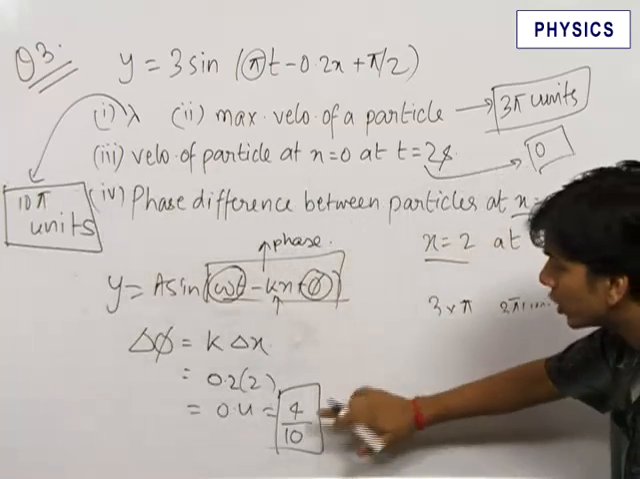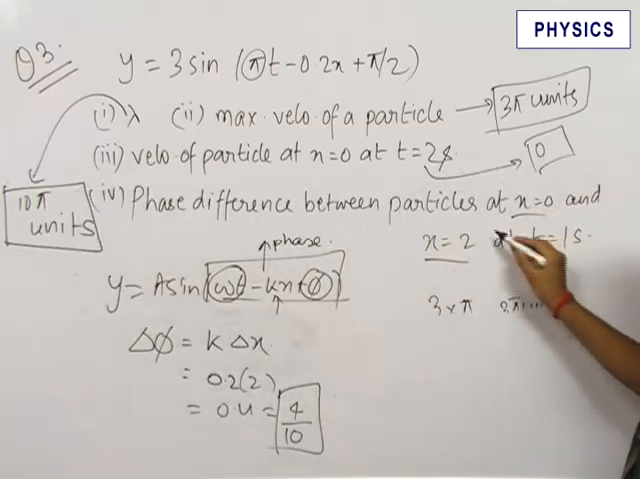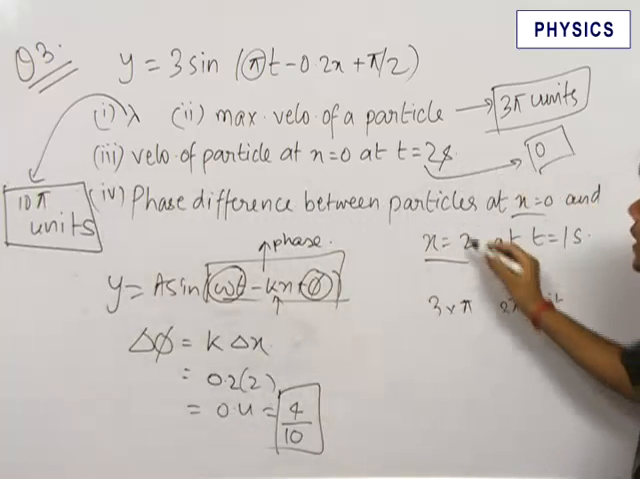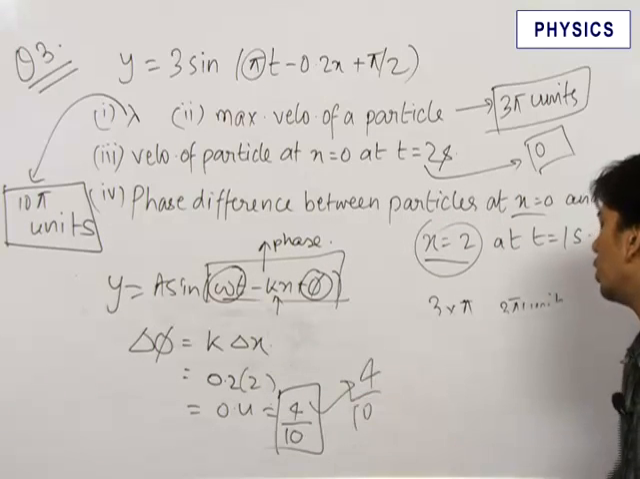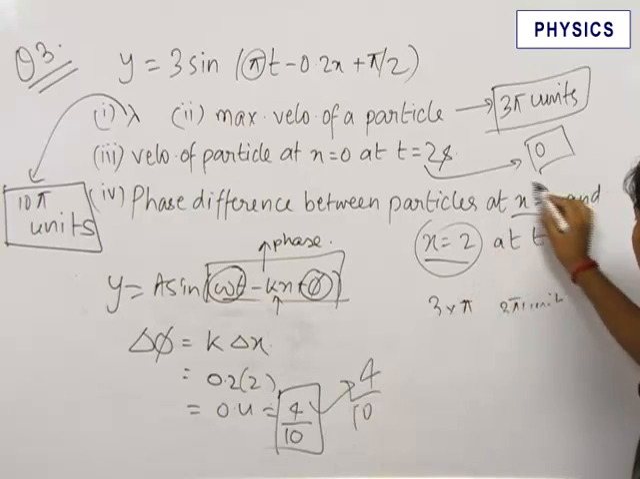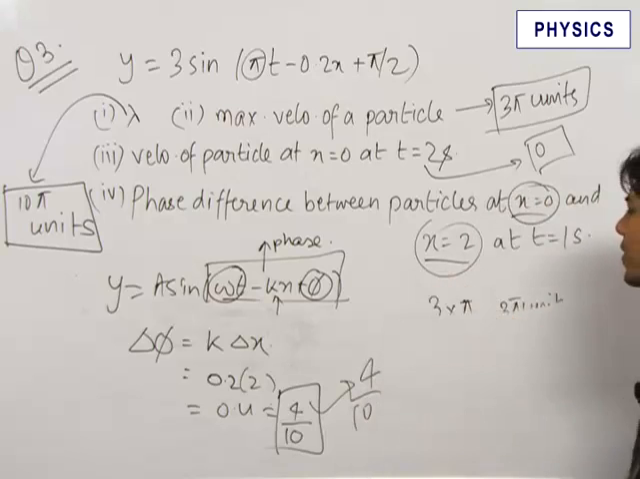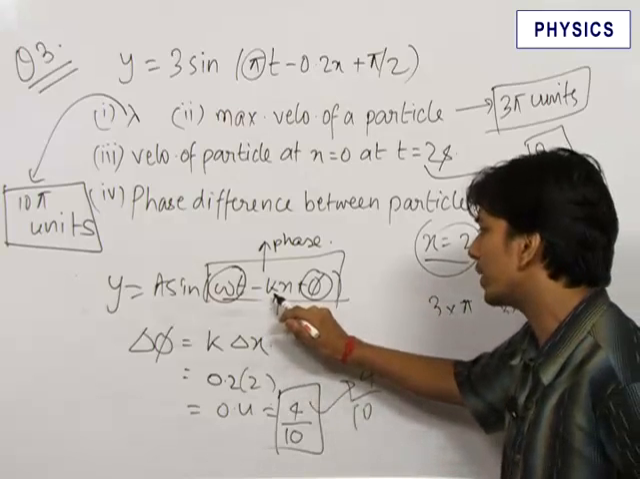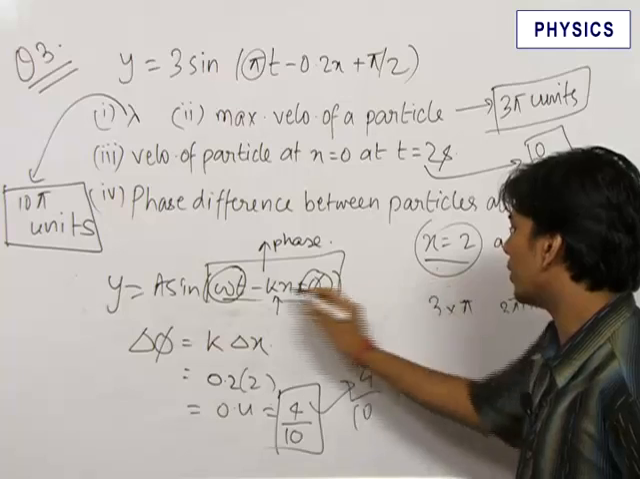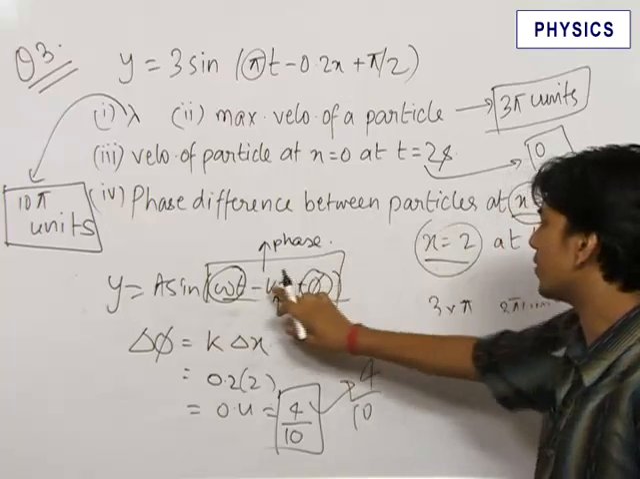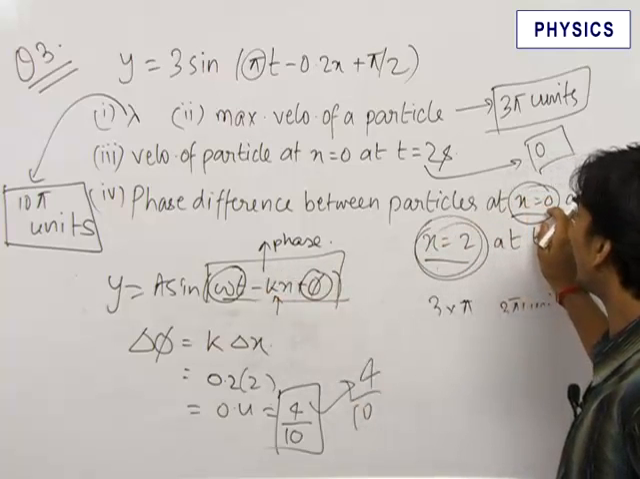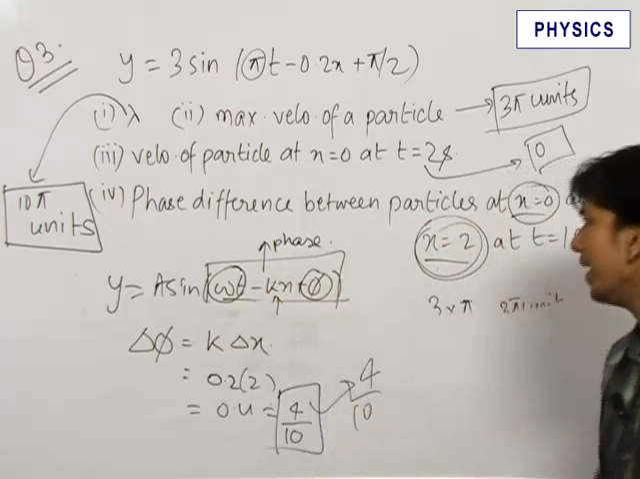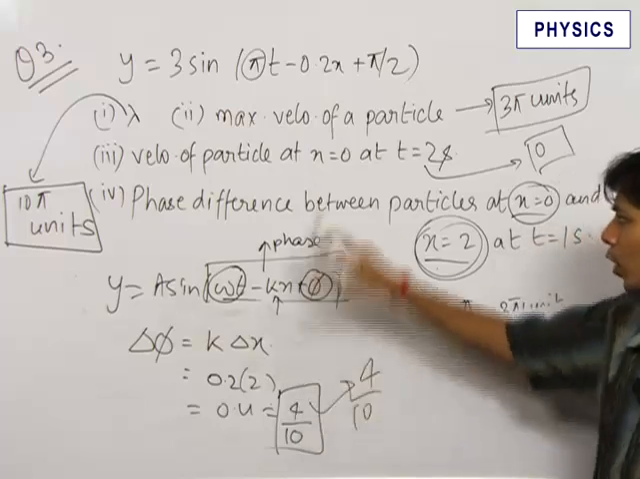So, the important thing you should keep in mind is that the particle at x is equal to 0 is ahead of the particle at x is equal to 2 by a phase of 4 by 10. You just must remember that the phase of x is equal to 0 is greater than the phase of x is equal to 2, as you can check over here also. For 2, there will be a term of minus 2k, and for this there will be a term of 0. Therefore, the particle at x is equal to 2 is behind the particle at x is equal to 0 by a phase of 4 by 10. So, thus we get the answer for all the 4 parts.